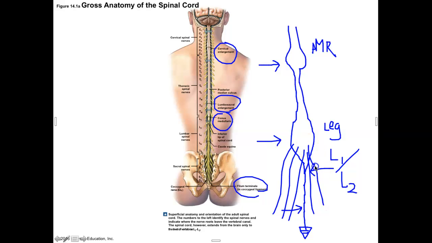And someone thought early on that these nerve fibers, or nerves I should say, that are coming away from the spinal cord look like a horse's tail, right? So that literally is what cauda equina means, a horse's tail. So if we take a look at an actual picture, let me pause this for now.